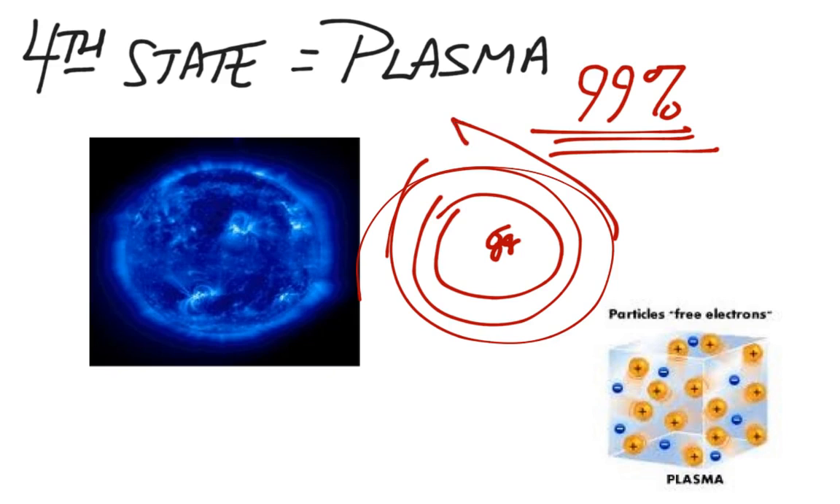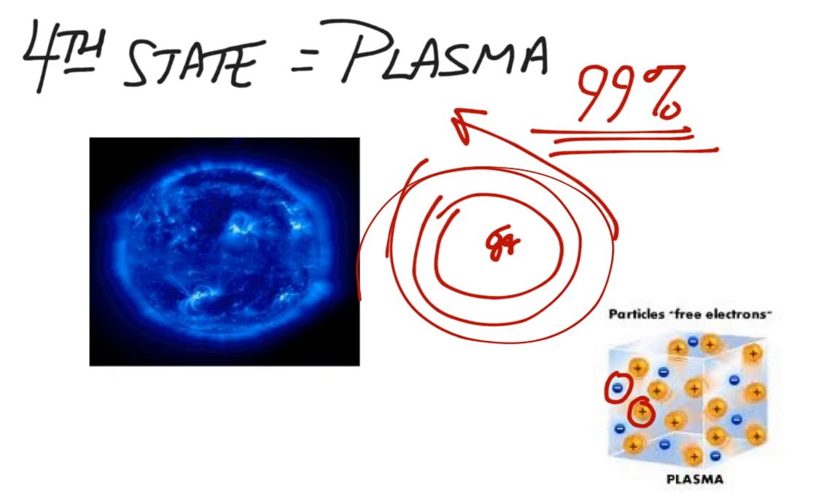Instead, those electrons shoot off. And so what you get are charged electrons and charged proton nuclei areas in this plasma. Therefore, one of the primary differences between a gas and a plasma is the fact that a plasma is a good conductor of electricity, whereas a gas is not.